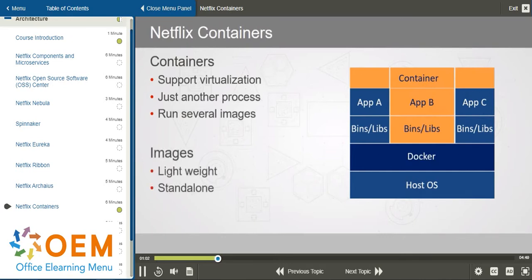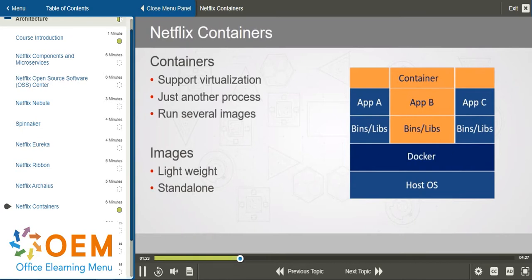Images are considered lightweight, again, because of the fact that we can bundle everything together. And it's also standalone, again, because we can bundle everything together. And by that, I mean we can bundle the operating system and any other resources that your application needs, as well as the application itself. And all of that can be burnt into what's called an image.